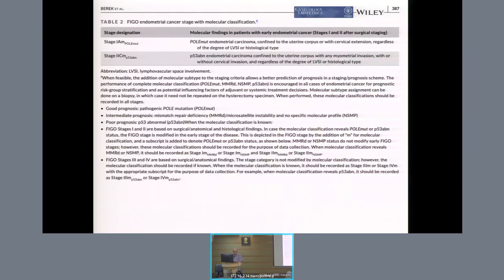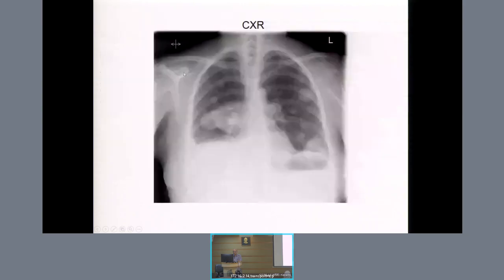So, if we label T2, N1, M0, and type of cancer, any oncologist anywhere will understand what that means, what the condition of the patient is.